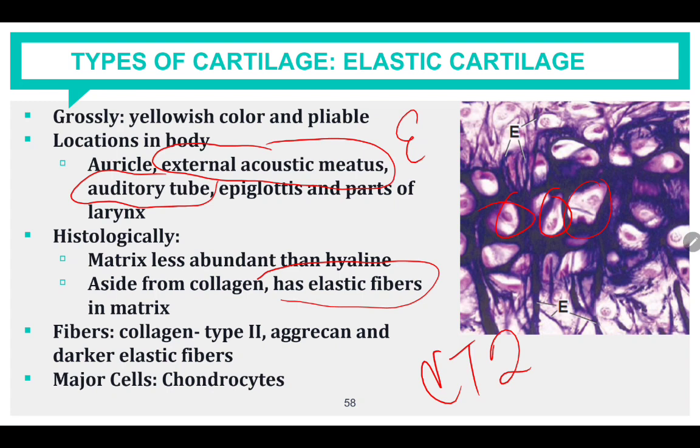So, ano bang functions ng ating elastic cartilage? Yun nabanggit sa laboratory, di ba? Elastic siya. It needs to be that way. So, makita siya sa ear, sa ating eustachian tube, and sa epiglottis. Kaya able ang ating epiglottis to close during swallowing, para hindi mapuntang kinakain natin sa ating windpipe. It needs to be that way kasi.